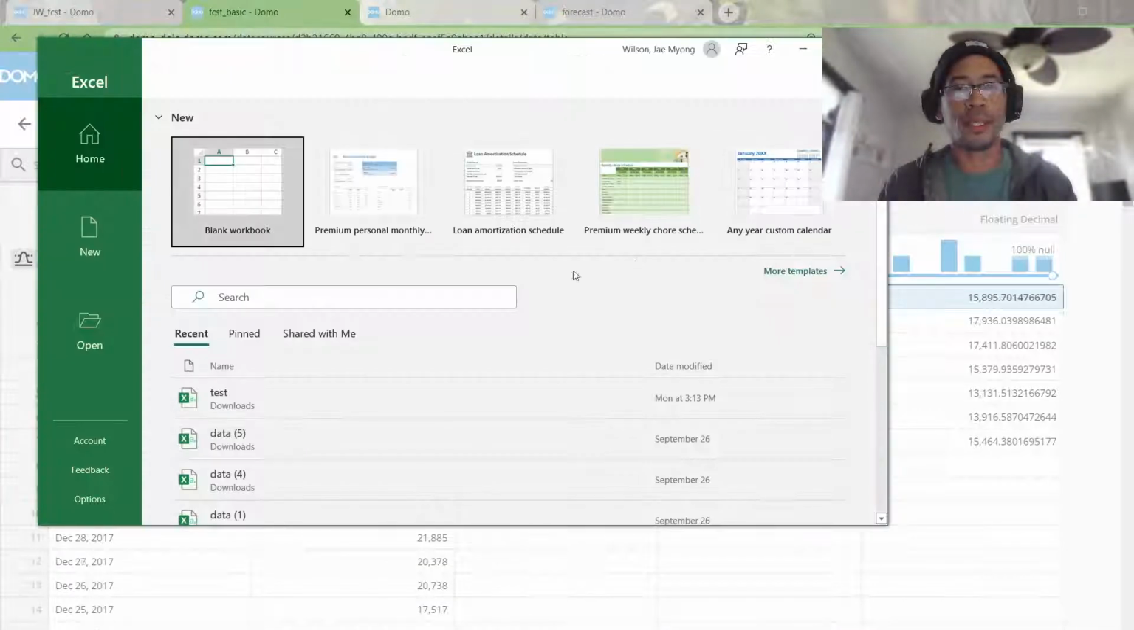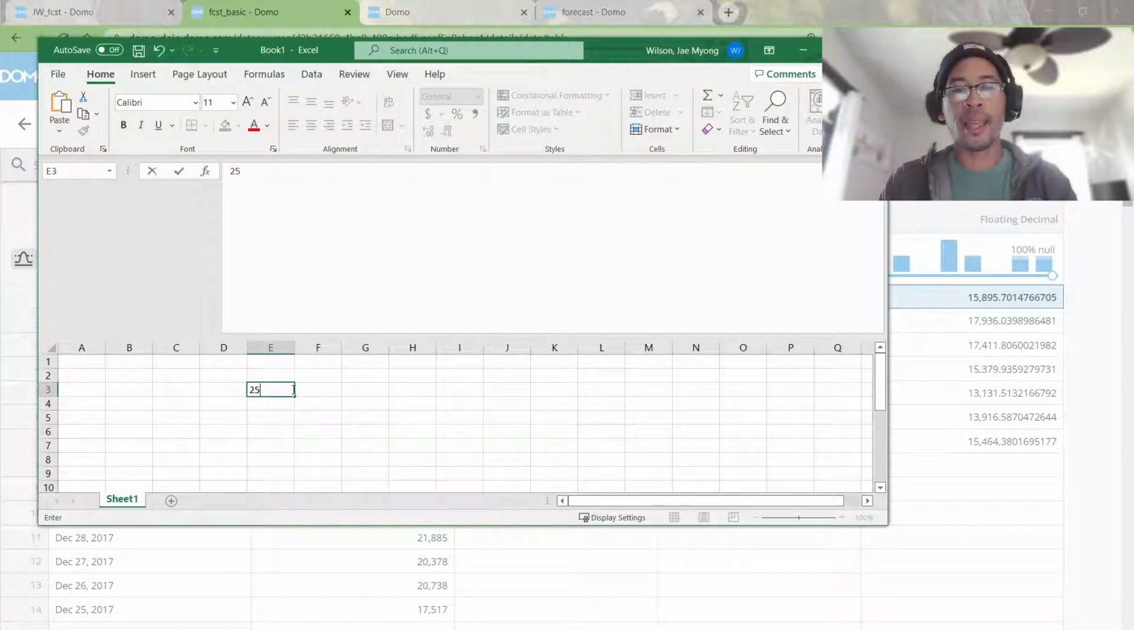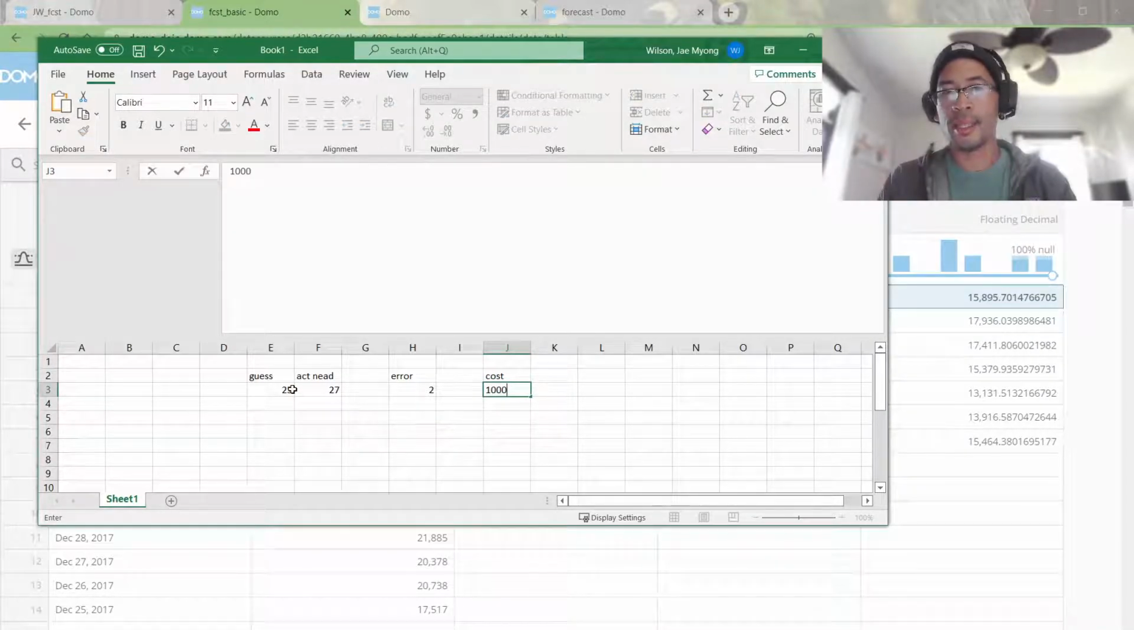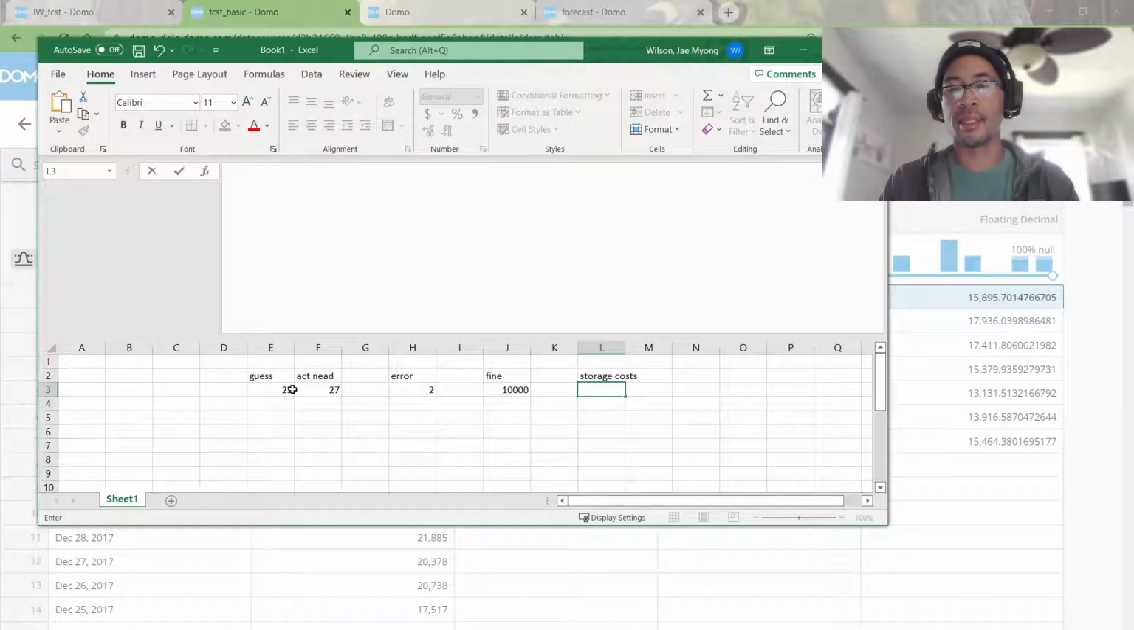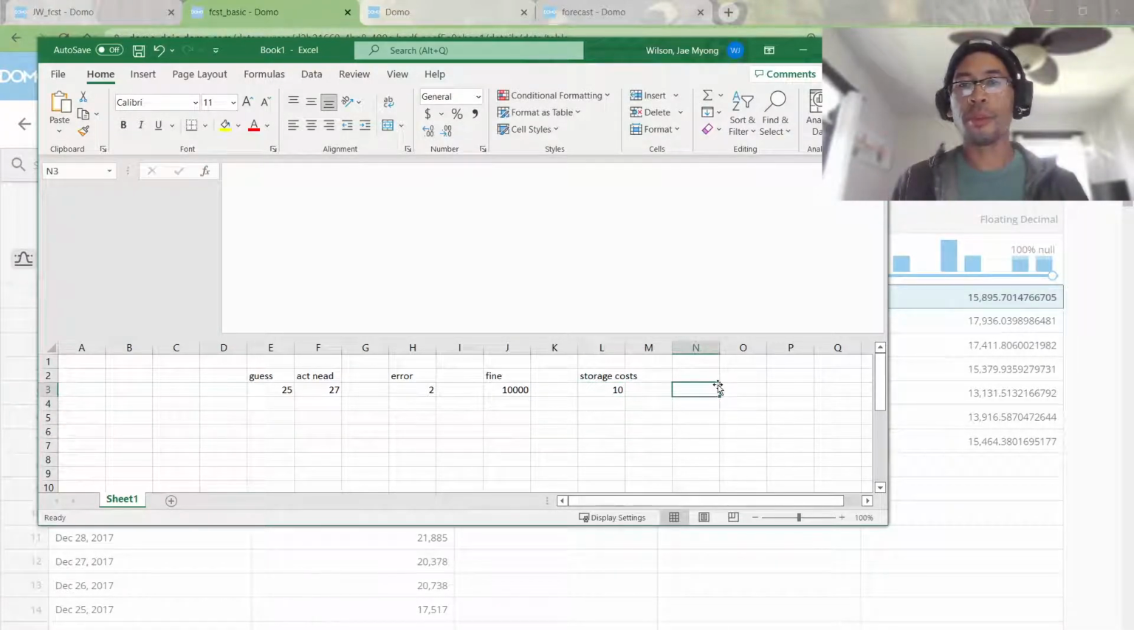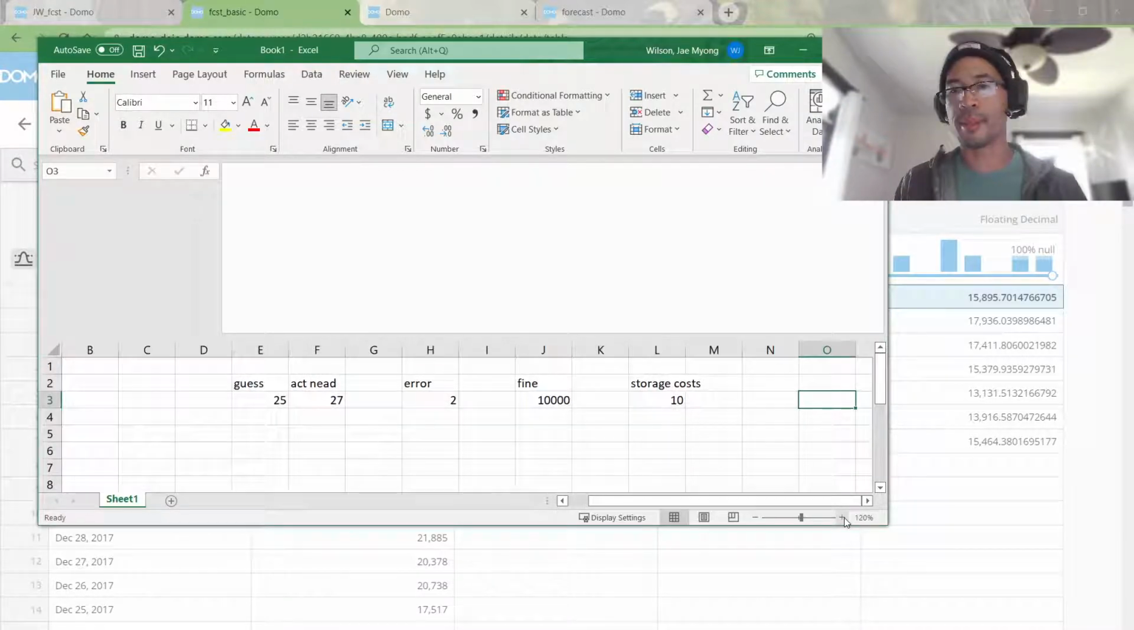Sorry, let me put this in Excel so we can see this. So I guessed 25. My actual need was 27, which means I was short 2 units. And my cost for being short is $10,000, or let's say the fine. And my storage costs for everything I carry too much of, let's say, is $10. Okay, so if we're building a cost equation, this is why this 95 percentile matters.